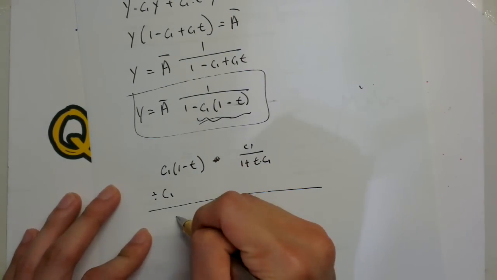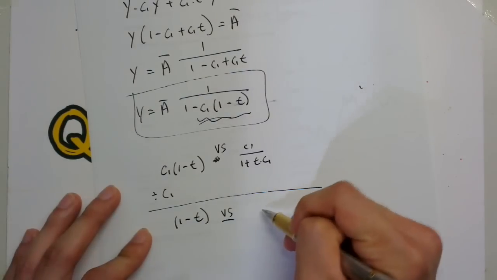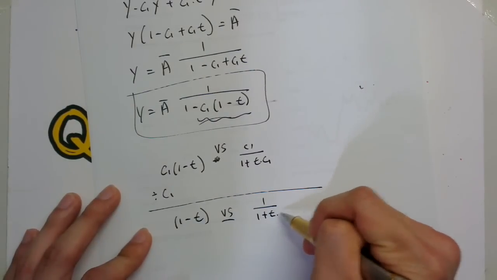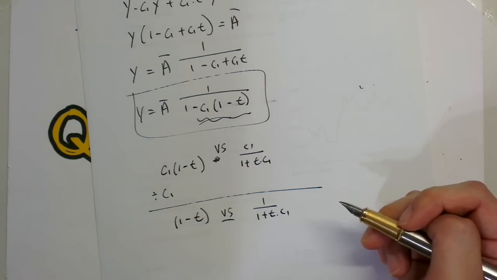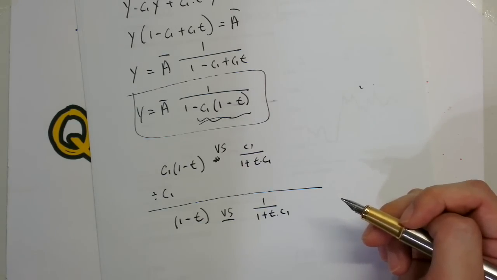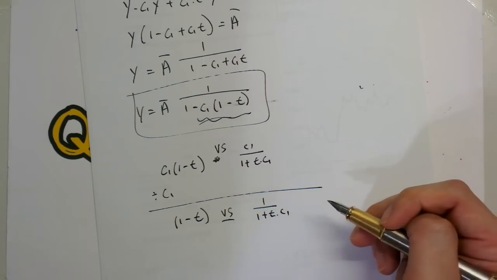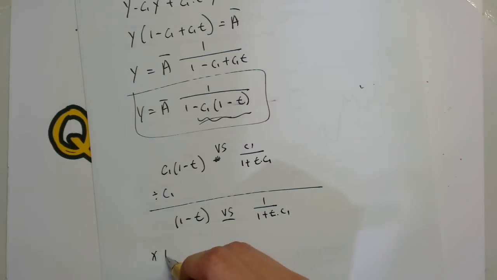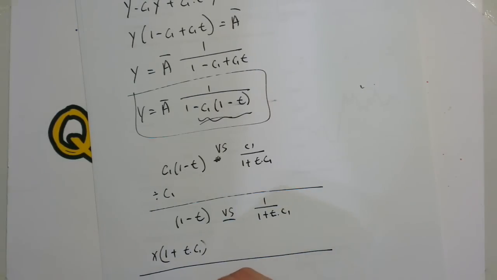What I get is 1 minus t versus 1 over 1 plus t times C1. Easy enough. And let me see what else I can do with this. How about I multiply both sides by this one? So I'm going to multiply by 1 plus t dot C1, and I've got 1 minus t multiplied by 1 plus t dot C1 versus 1.